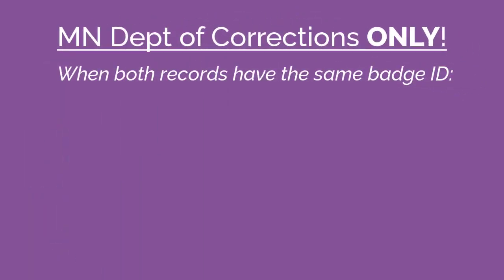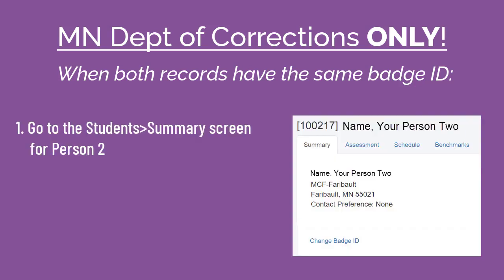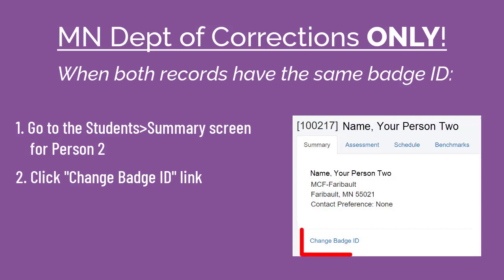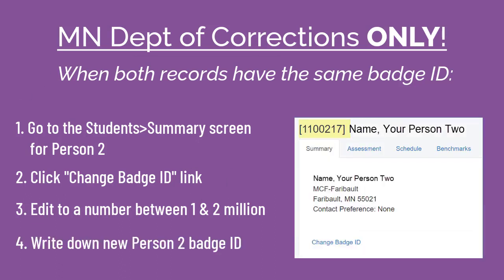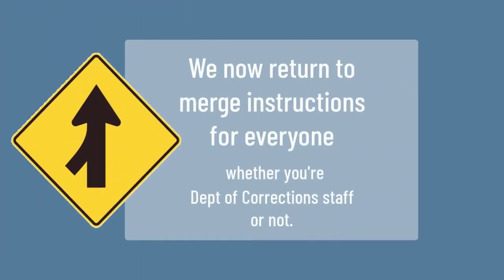Special note for the Minnesota Department of Corrections ABE program only. Follow these instructions when both records have the same badge ID. Go to the Student Summary screen for Person 2. Click the Change Badge ID link. Edit the badge ID to a number between 1 and 2 million and save. Write down the new Person 2 badge ID. We now return to merge instructions for everyone, whether you're Department of Corrections staff or not.